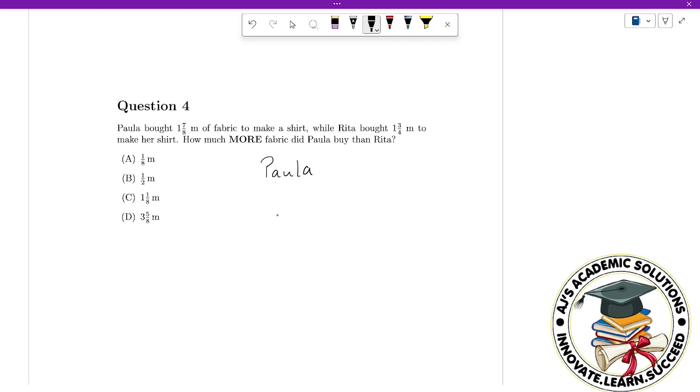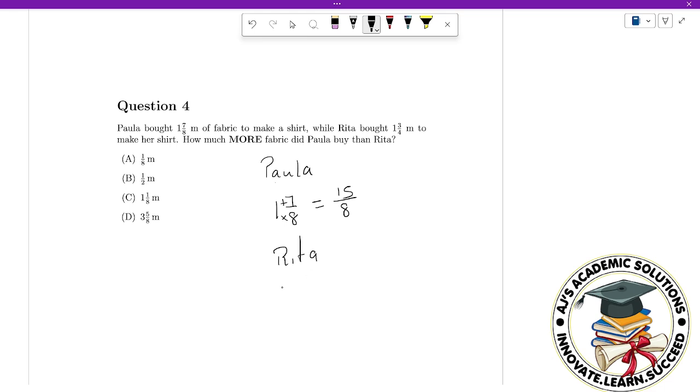So for Paula, it is 1 7/8. Now, before I continue, let me say again, there are different approaches to doing this. This is just one of many that you can use. So we're going to do 8 times 1 plus 7, which is 15 over 8. And then for the next part, we have to look now at Rita.